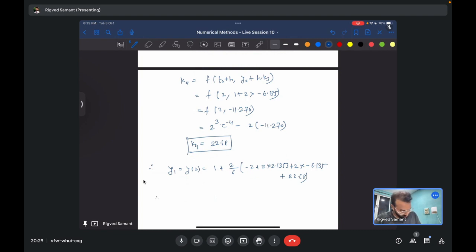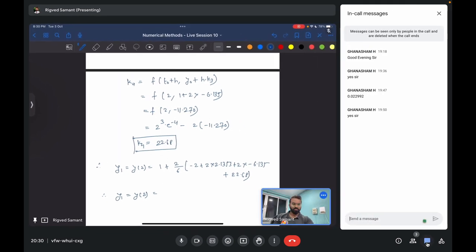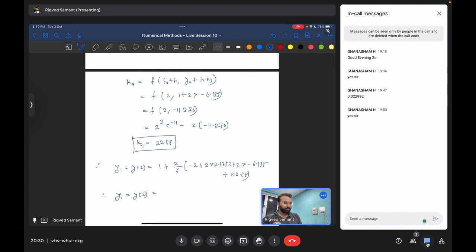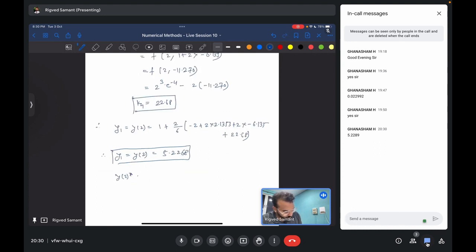So therefore y1, y of 2 is equal to, what is the answer? Answer would be 5.2268. And what was y2 star? It was 0.0915. So it establishes that the answer is very far away from the actual.